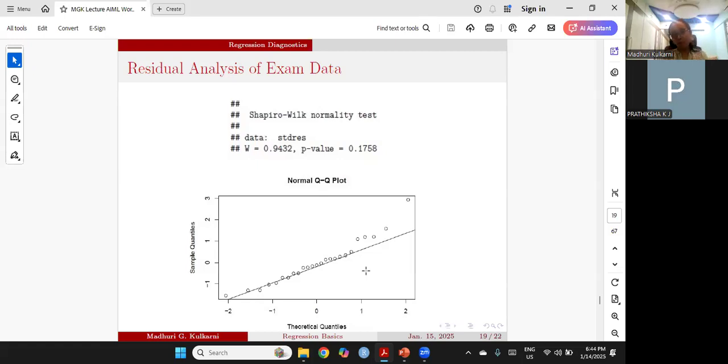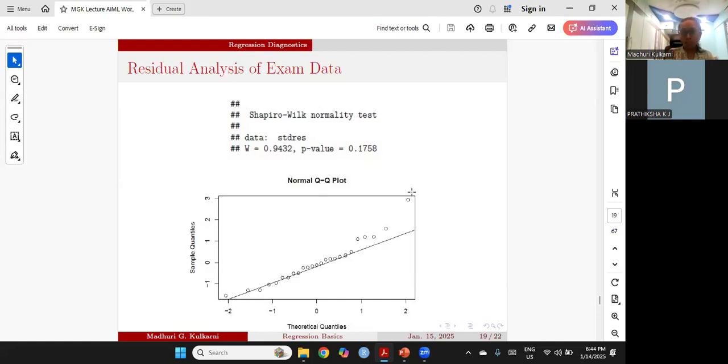Now, Ma'am, I have a question. In the QQ plot, if you see the last observation, it is quite far from the line, so it can be a potential outlier. Yes, it can be an outlier. But then such outliers should be studied separately.